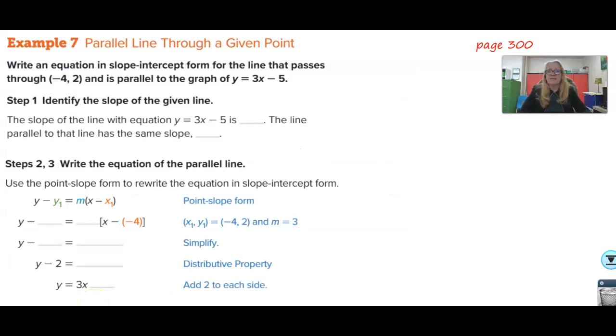All right, example 7. Parallel line through a given point. So they're saying your line is parallel to this one and passes through this point. So the first thing we have to do is identify slope. Since we're looking for a parallel line, here's our slope right here, right? The slope of the original line is 3, so the slope of our line is also 3. We're looking for a parallel line. Now we can take this point and this slope and write it in point slope form, okay? Our y-coordinate is 2.